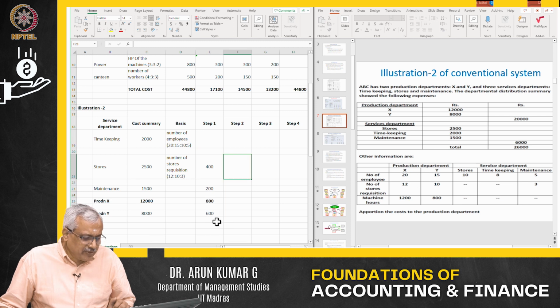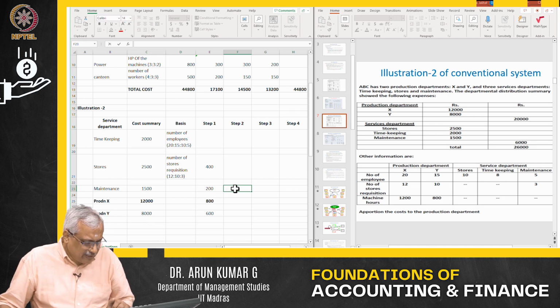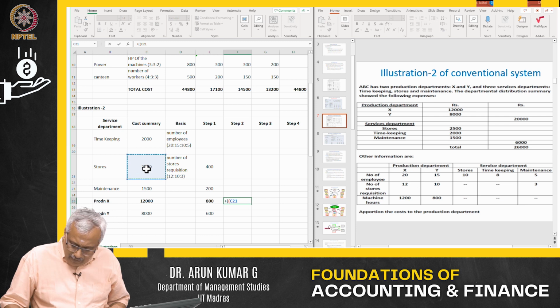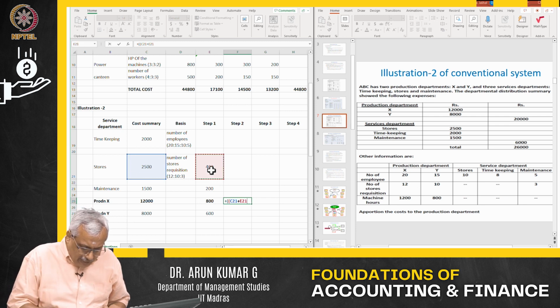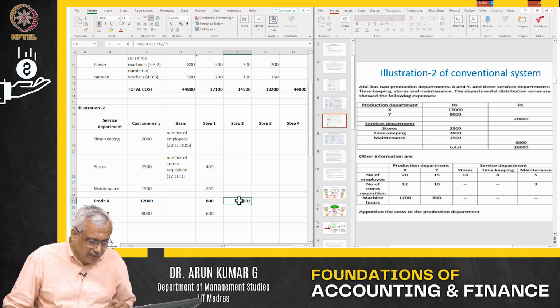Now, let us move to this. What is the amount that I have to allocate? The amount that I have to allocate is 2,900. So, let us start with production department X itself. The amount that I have to allocate is this plus this, and that is to be multiplied by 12 and divided by how much? 12 plus 10 is 22, 22 plus 3 is 25, and that is what is to be allocated. 1392 is the amount that is allocated to production department X.